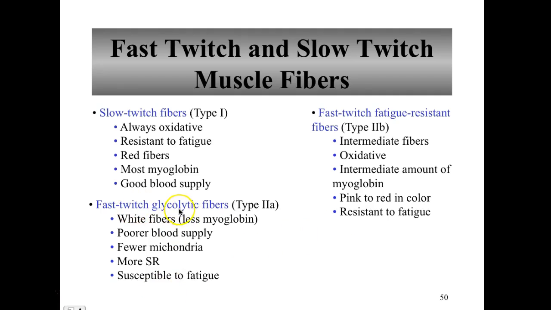So the fast twitch glycolytic fibers are white fibers with less myoglobin, poorer blood supply, and fewer mitochondria. You have more of that sarcoplasmic reticulum, and they are susceptible to fatigue. That would be type 2B. And then you have fast twitch fatigue resistant fibers, type 2A. These are going to be intermediate fibers. Those are oxidative. They have intermediate amounts of myoglobin and appear pink to red in color. They are a little bit more resistant to fatigue.